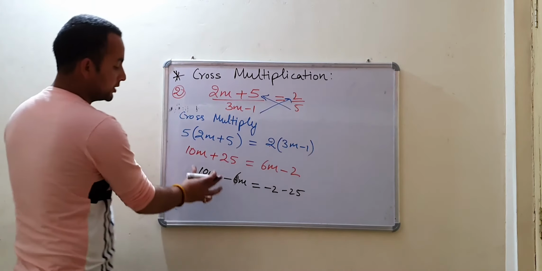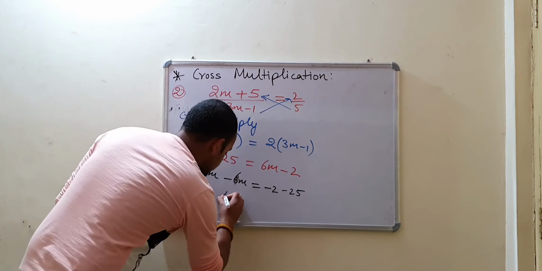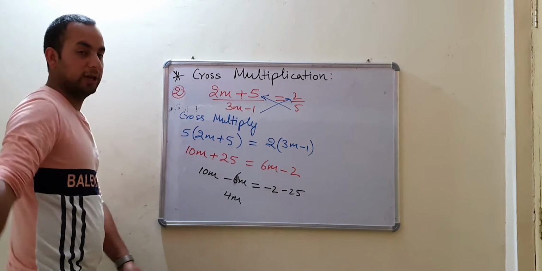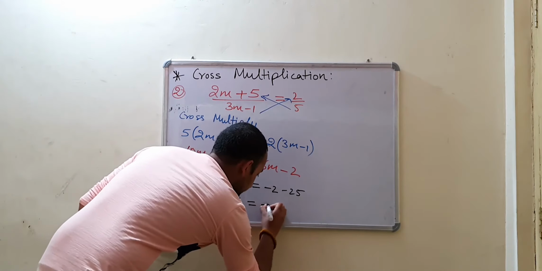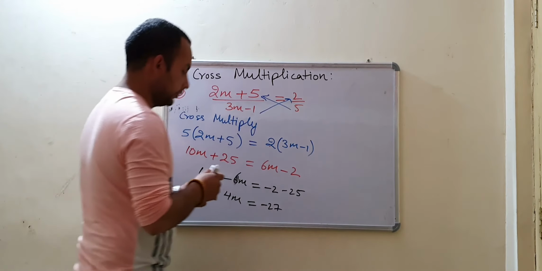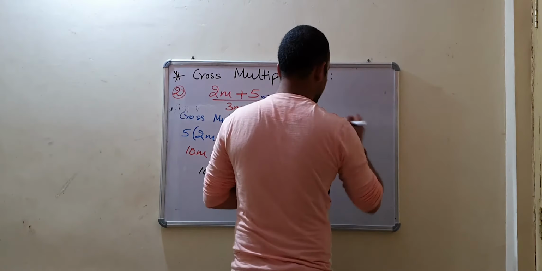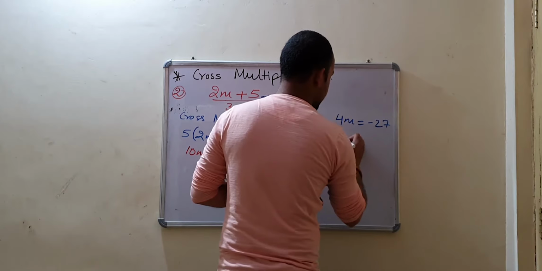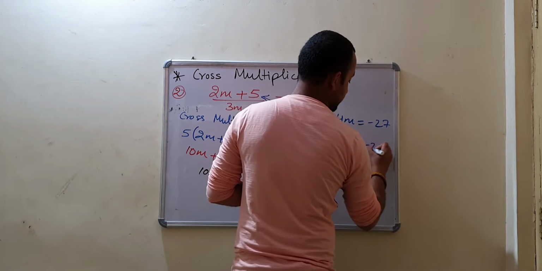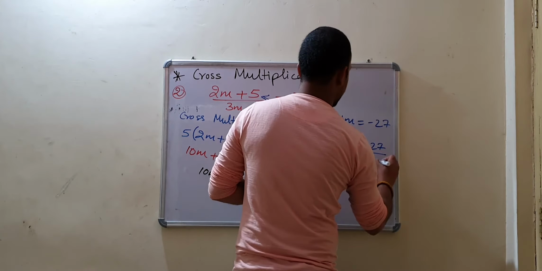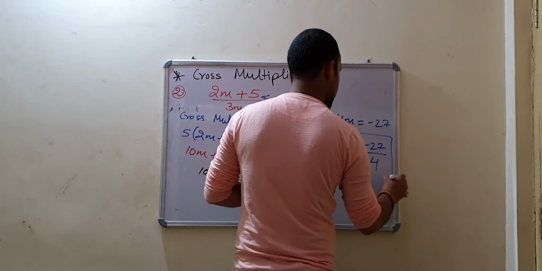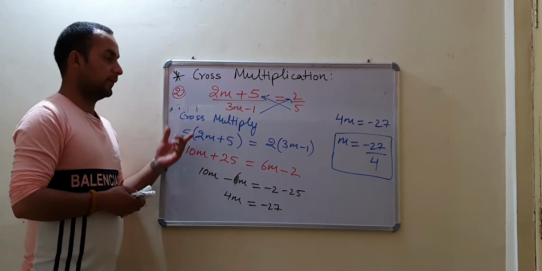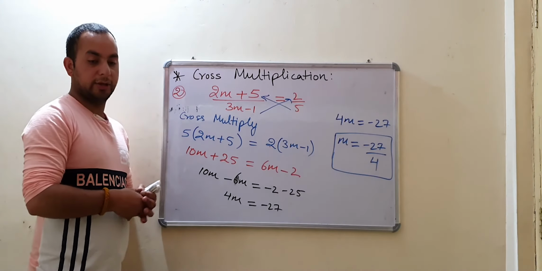Okay class, now 10m minus 6m, that is 4 times m, means 10 mangoes minus 6 mangoes is 4 mangoes left. And this is negative 27. So 4m equals negative 27, and then m equals negative 27 upon 4. This is your answer. This is how you are going to solve with the help of cross multiplication.